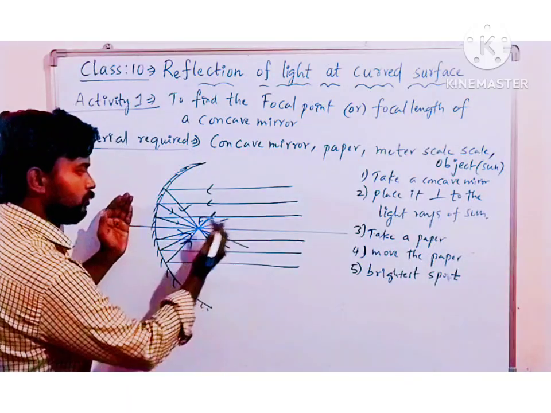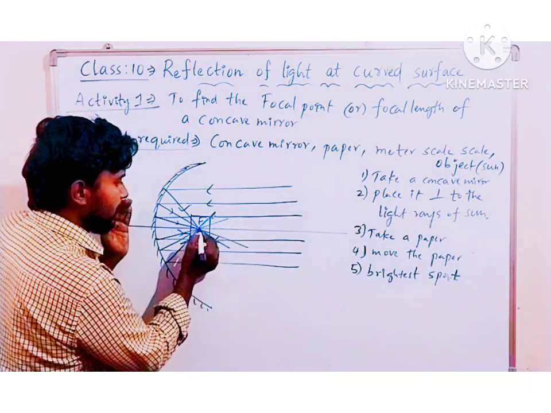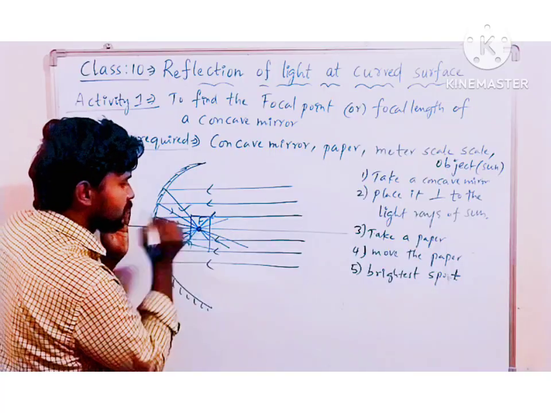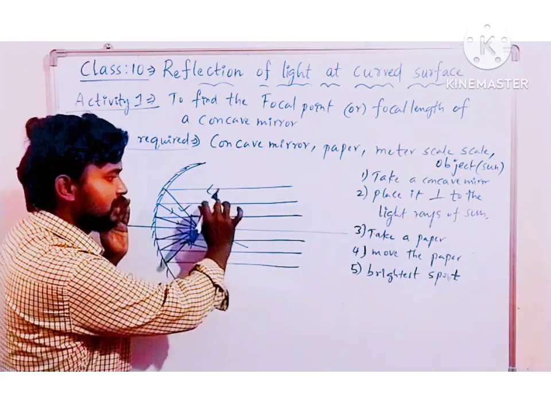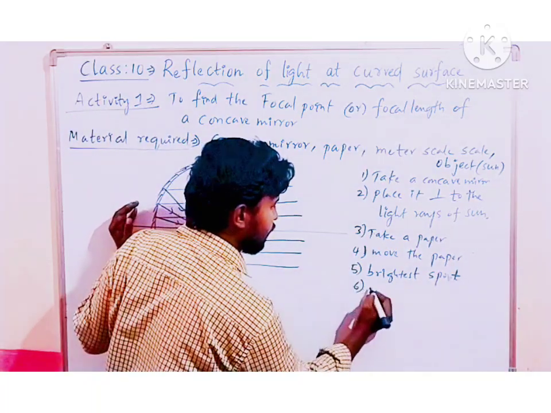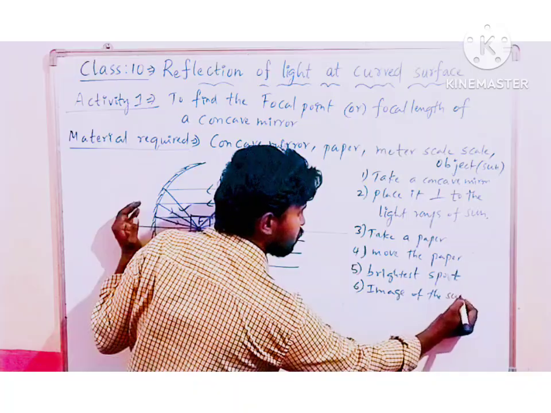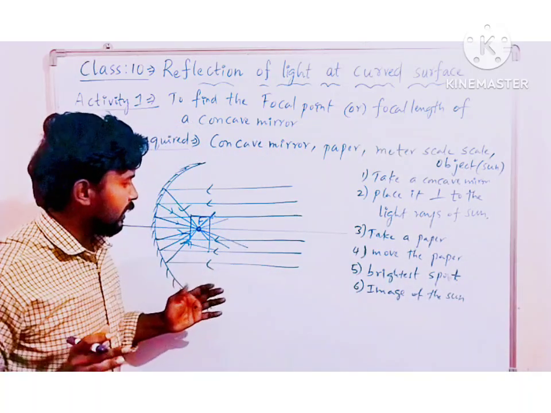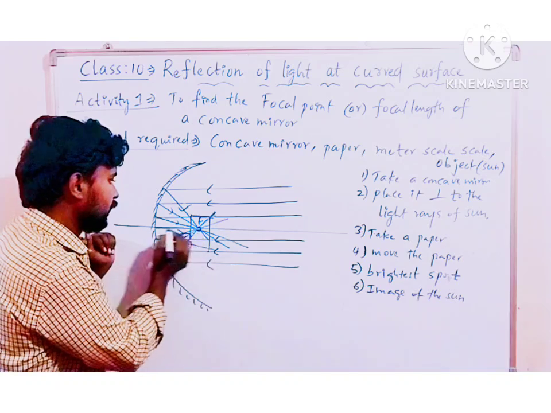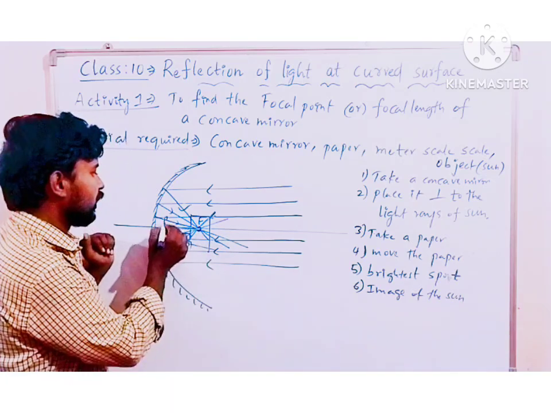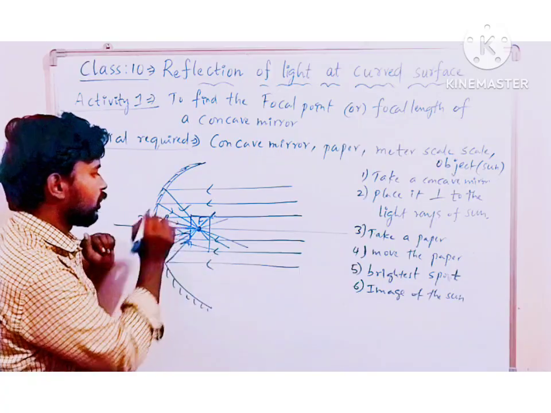As you move the paper forward, on the paper you will see the brightest spot. This is the image of the sun. That brightest spot is the image of the sun. When you measure the distance from the pole to this point, this is called the focal length.